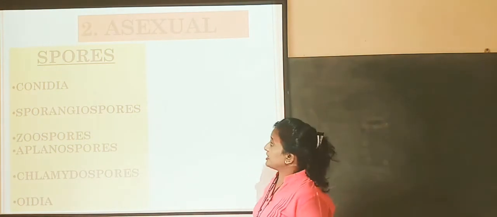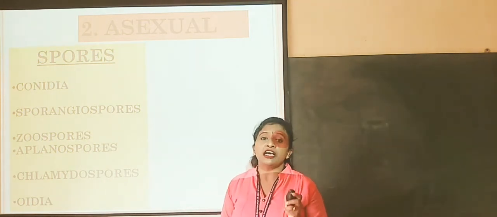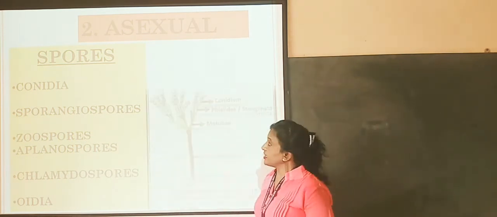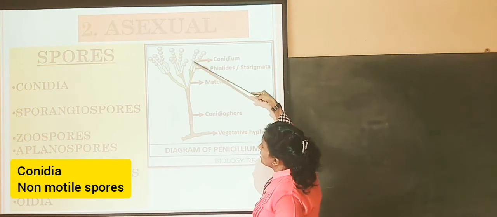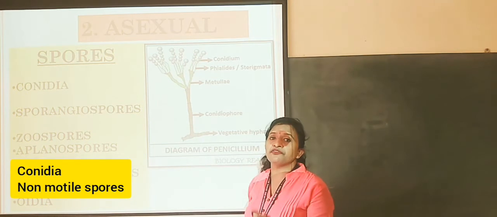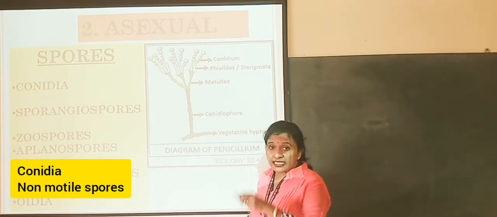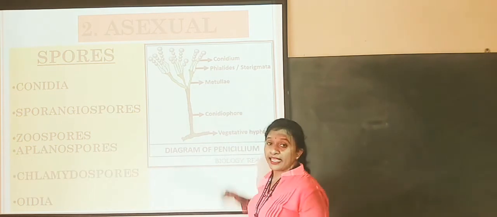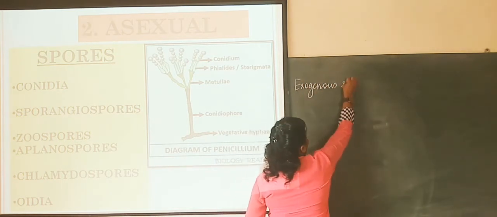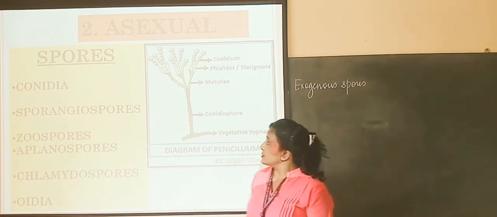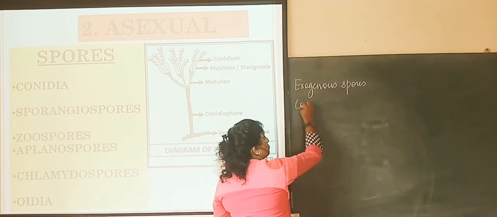The next type of reproduction is asexual, and this reproduction occurs through the formation of spores in various fungal species. The first one is conidia. Conidia spores are non-motile and they are formed on the hyphae at the tip, where the constriction of the hyphae leads to the formation of these spores. Since these spores are present on the hyphae, they are called exogenous spores. Okay? And the main hyphae which give rise to these conidia is called the conidiophore.